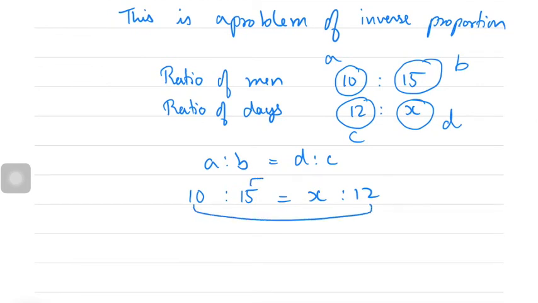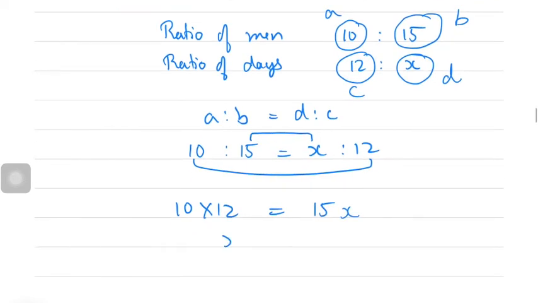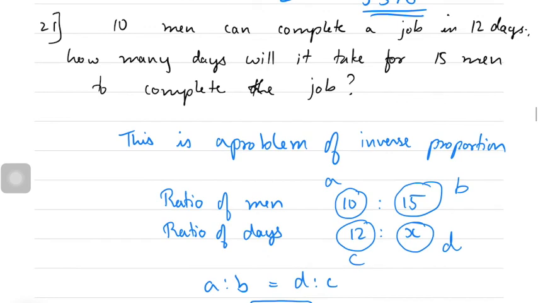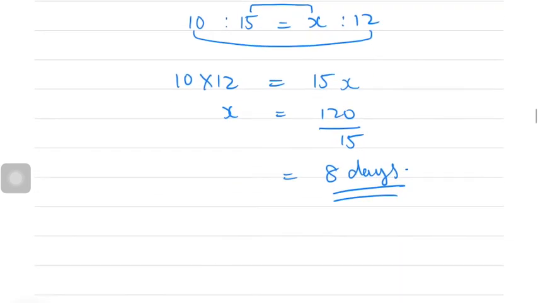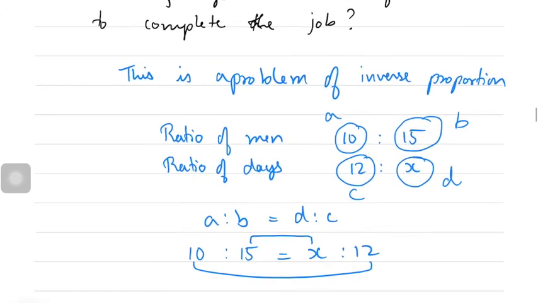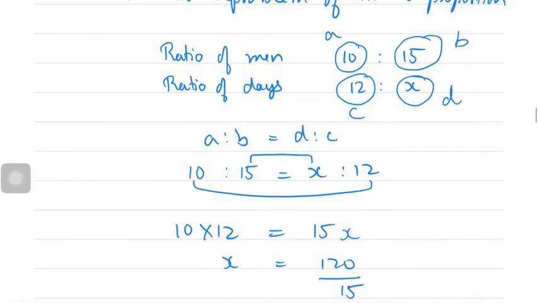Okay. Now multiply the extremes and multiply the means. So 10 into 12 is equal to 15x. So x is equal to 120 divided by 15. And 120 divided by 15 is 8. So 8 days. So for 15 men to complete the job, it will take 8 days. Got it?